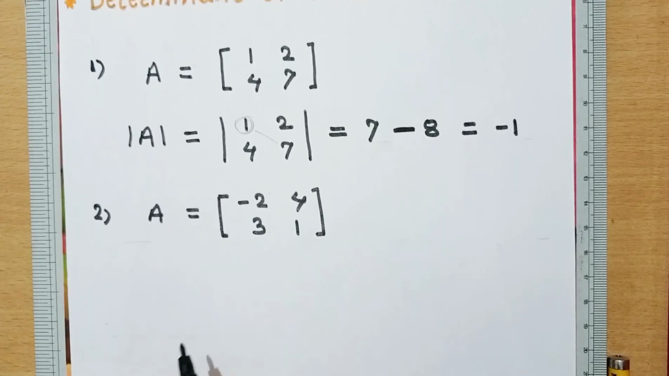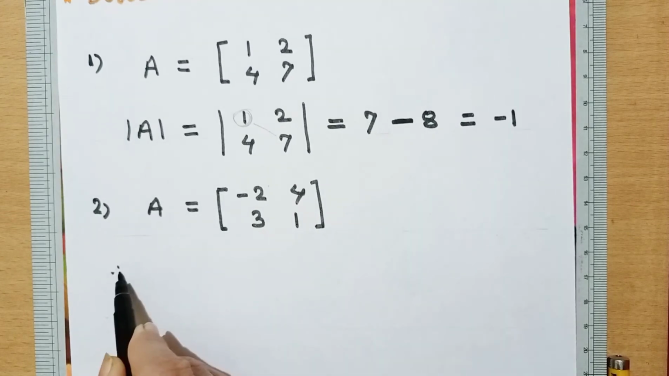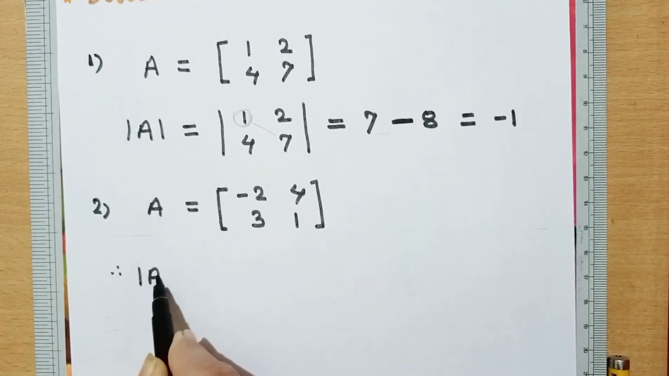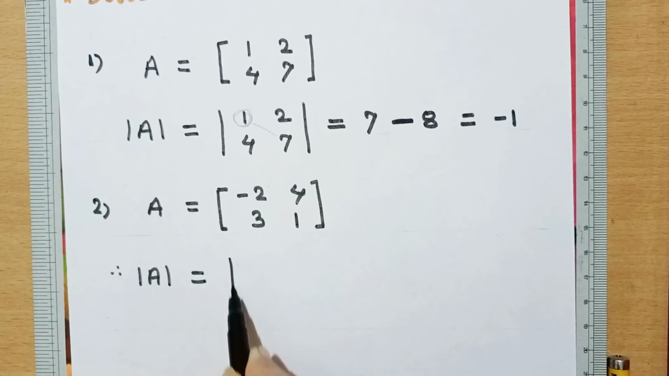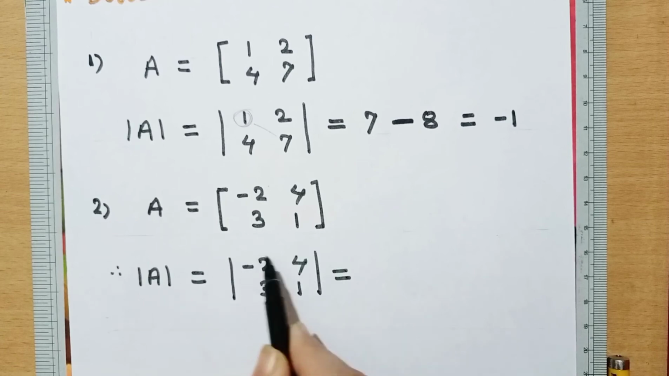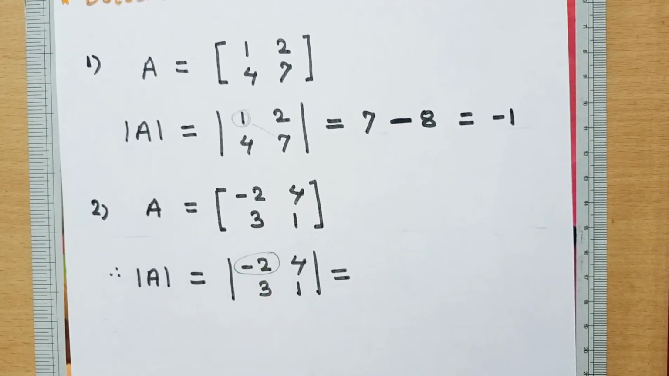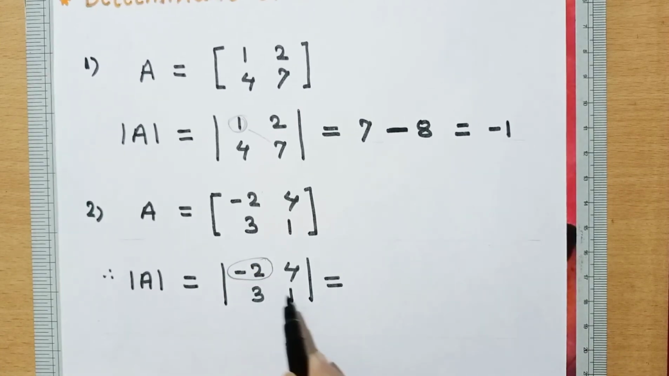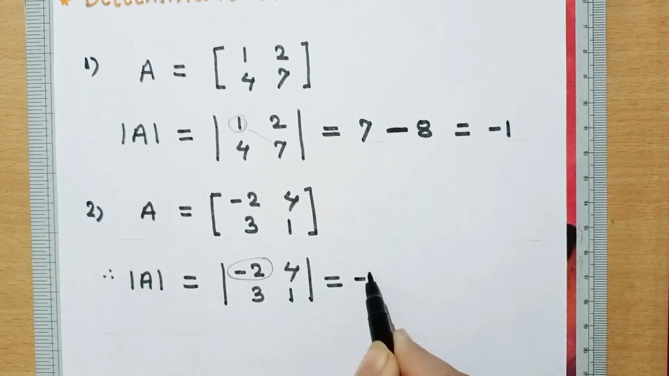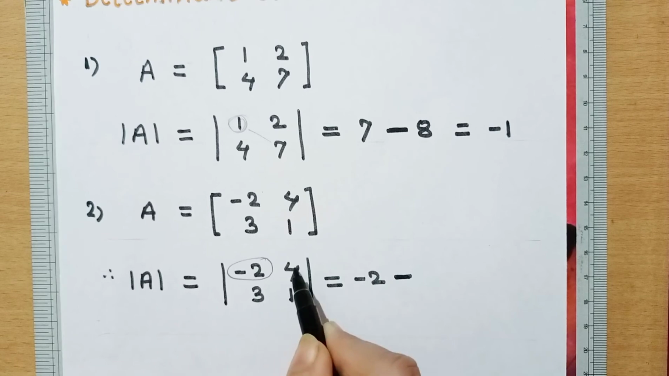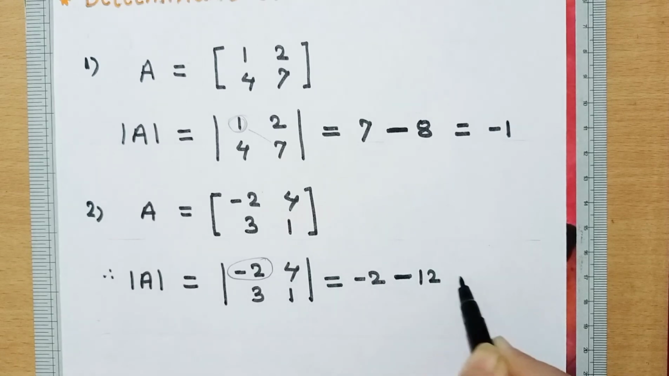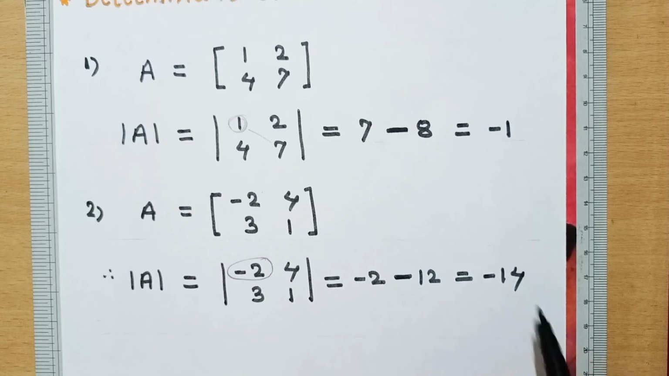Let's take another example, and here also we will find the determinant of A. Here also, first we will consider this and then cross multiply. So purposely I am doing it like this, so you must understand. Minus 2 ones are minus 2, then the middle sign minus, then multiply this, 4 3s are 12, and so minus 2 minus 12 is minus 14.